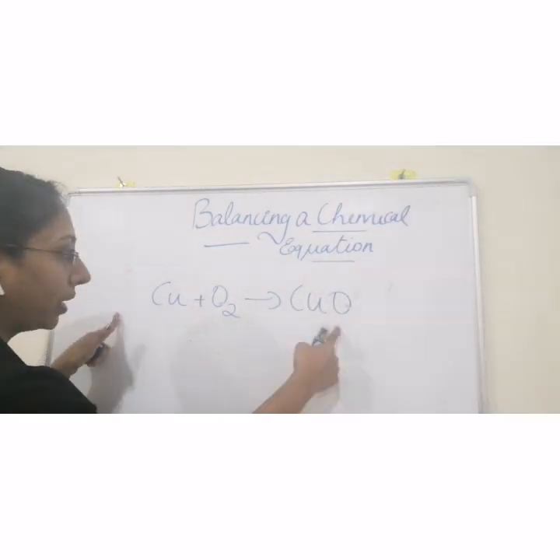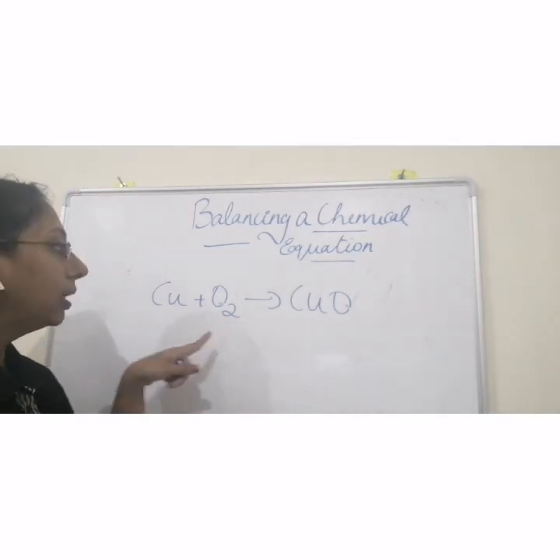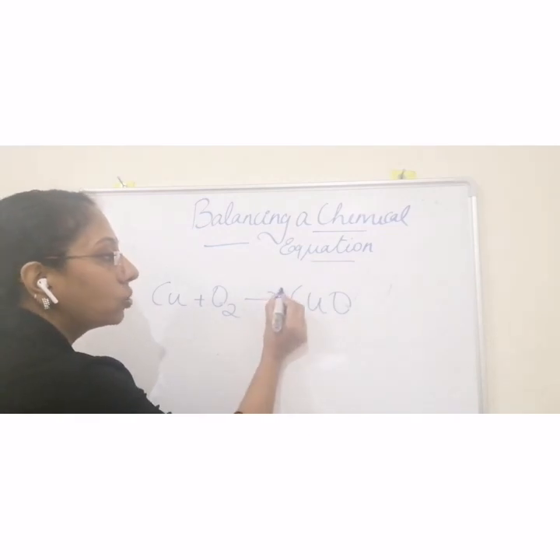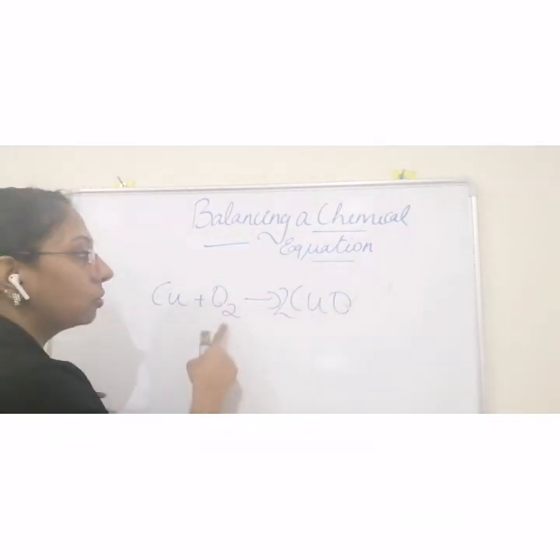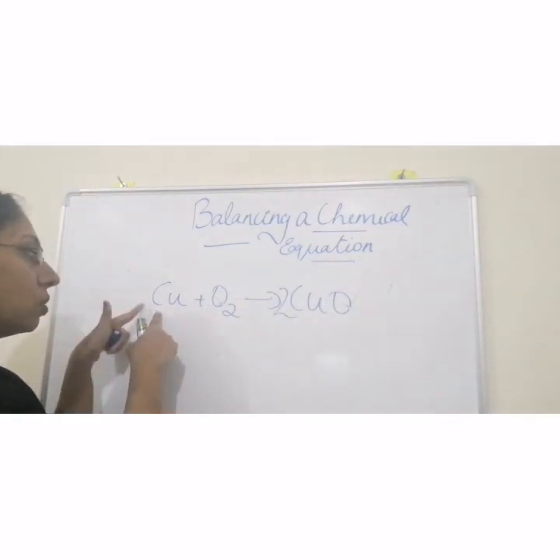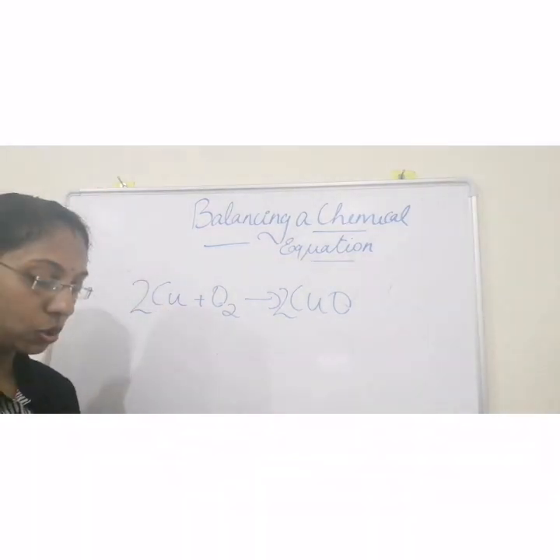First I will look at the equation. Copper is 1, copper is 1. So nothing I have to do there. Then oxygen 2, oxygen 1. So to make 1 into 2, I have to multiply 1 with 2. So now oxygen is 2, oxygen is 2. But the copper is here 2. Here it is 1. So I can easily make 1 into 2 by multiplying 1 with 2.